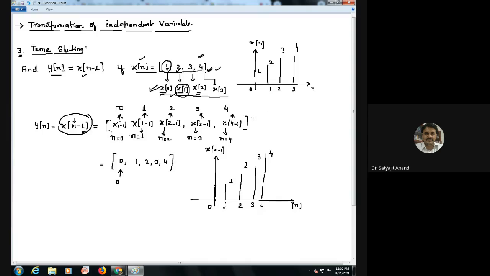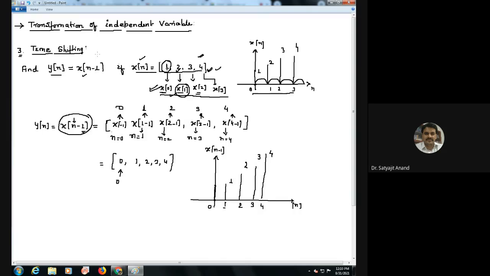Now here, if you compare both, this waveform basically originates from n equal to 0 when you had x[n]. Now, when you have x[n minus 1], this complete waveform is shifted by 1 second towards right. Whatever originated from 0, now originates from 1. So this sample is shifted from here to here, this from here to here, and this 3 is shifted from 3 to 4.